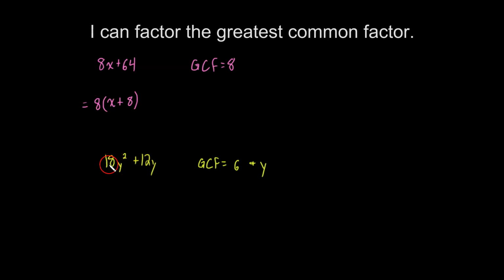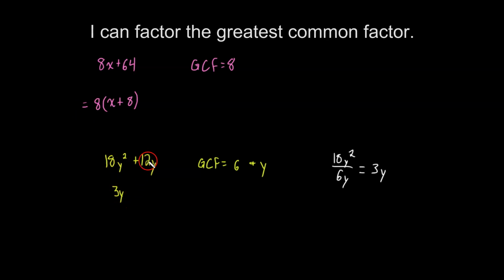So if we were to divide 18y squared by 6y, let's just do this over to the side to show. If we were to take 18y squared divided by 6y, 18 divided by 6 would give us 3, and for y squared divided by y, we take 2 minus 1, so we just get 3y. So if we were to factor out a 6y from 18y squared, we would just be left with 3y.